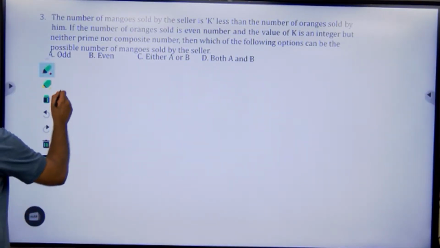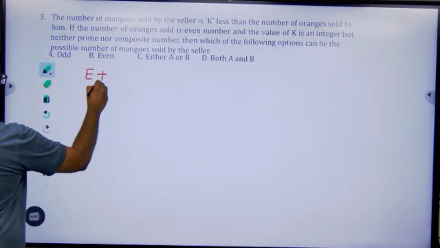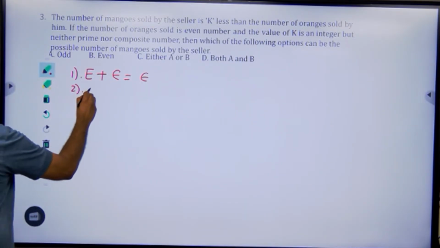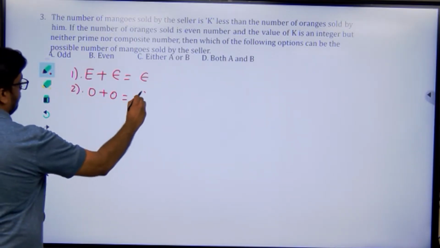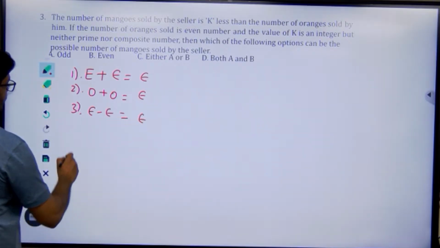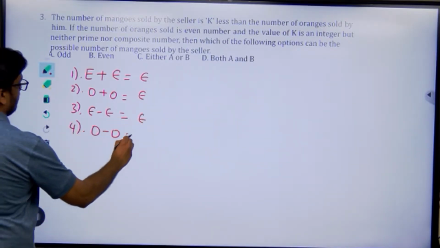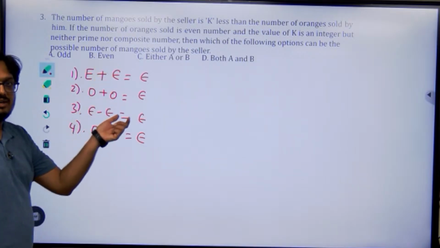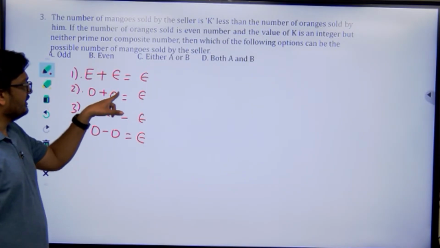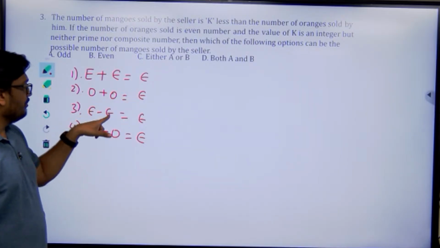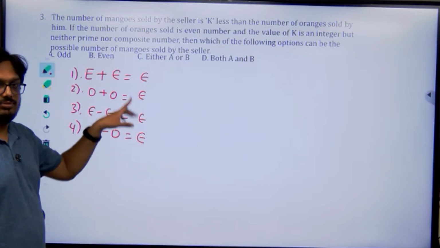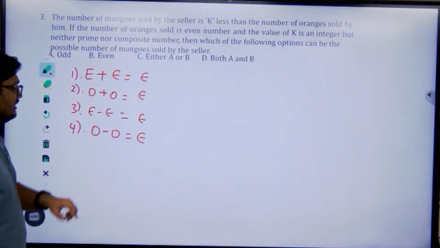One important note for this: even plus even is always even, odd plus odd is even, even minus even and odd minus odd are even. You can take any values: 2 plus 4 is 6, 3 plus 5 is 8, even minus even, 8 minus 6 is 2, odd minus odd, 5 minus 3 is 2. Take any random values and you will get the resultant.